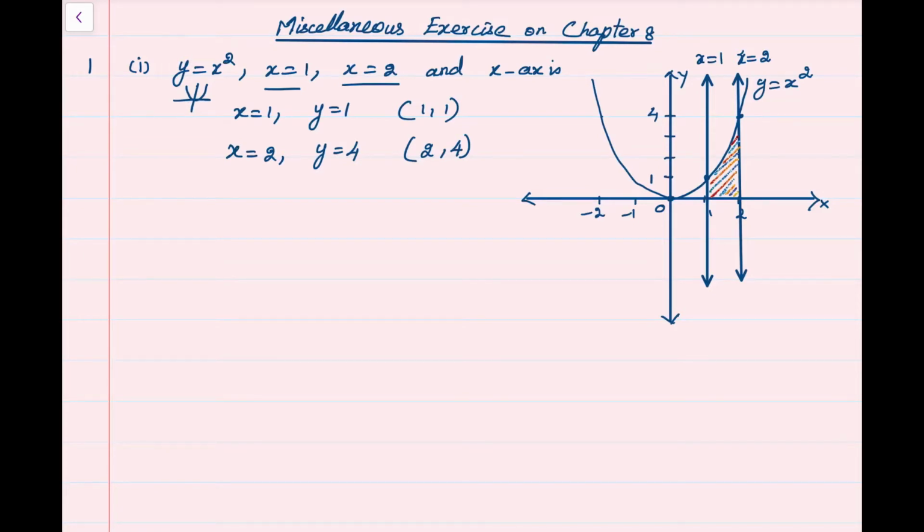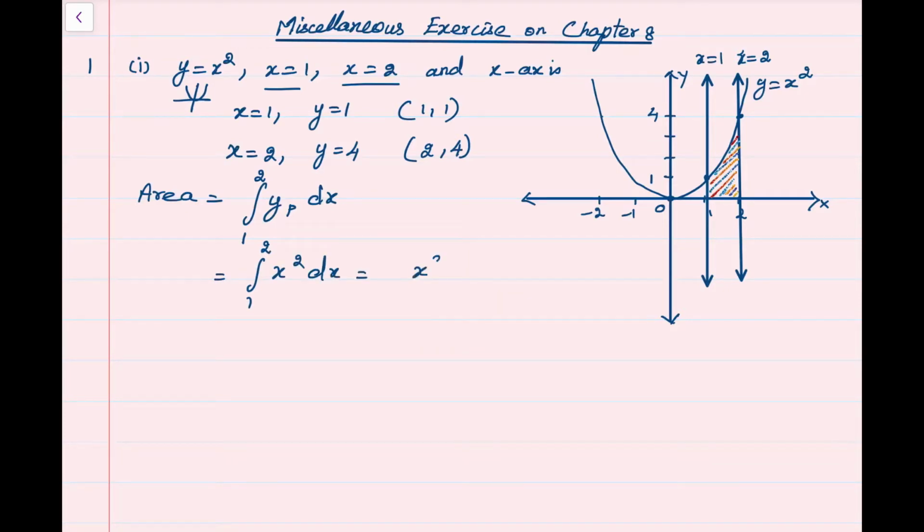It is bounded by x-axis. We will do integration with respect to x. And the limits are 1 and 2. Therefore, the required area is integral 1 to 2, where x is equal to 1 line and x is equal to 2 line are the limit lines, and area under the parabola is y dx. We will substitute for y from the parabola equation, which is x square.